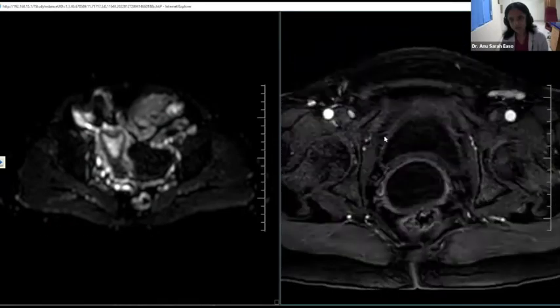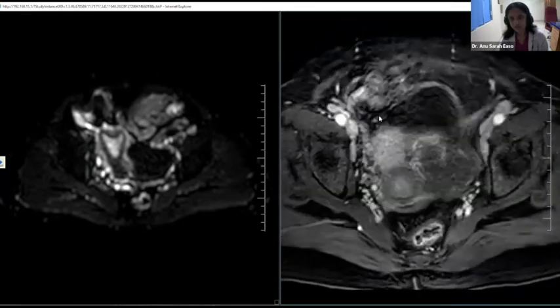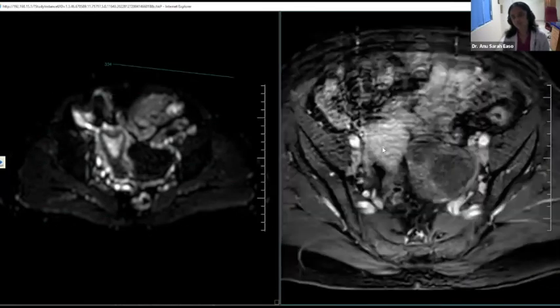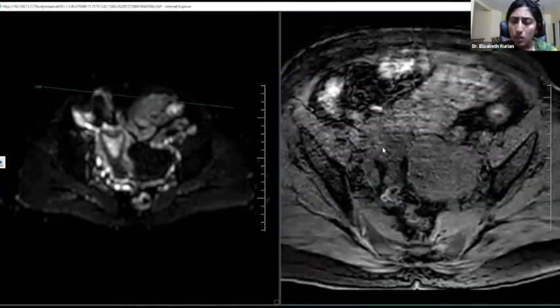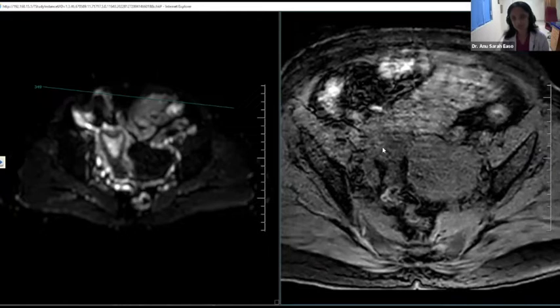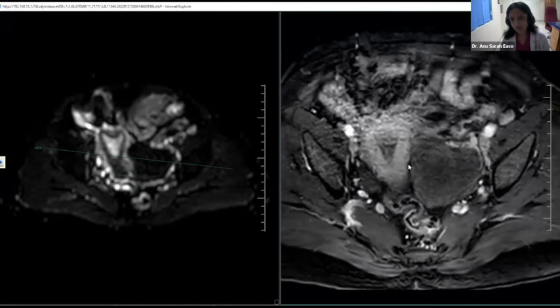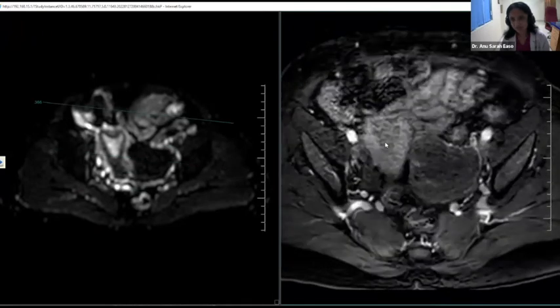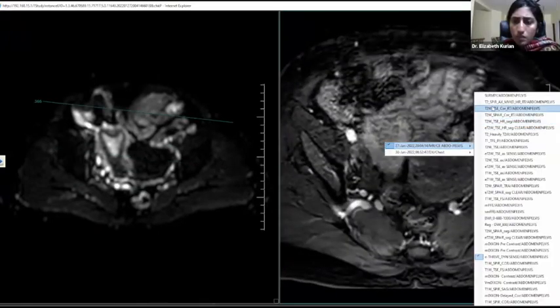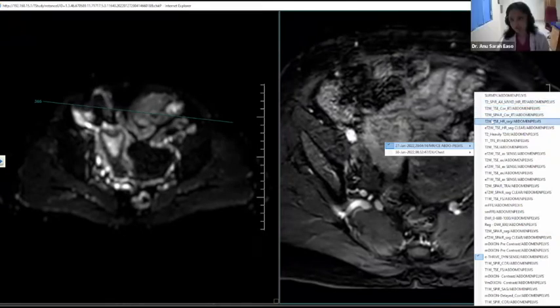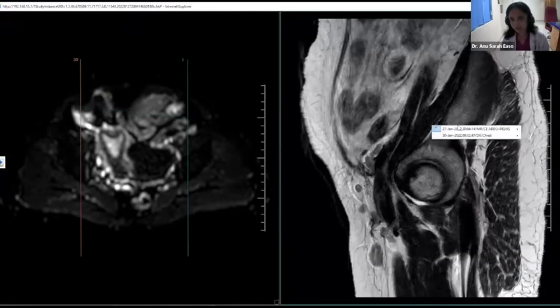Why do you say O-RADS 2? What are the other things which you look for? Are you seeing any lymph nodes, or any free fluid in the images that you have been provided? No, ma'am. If there are peritoneal deposits or lymph nodes, the O-RADS category changes, ma'am. This is a well-marginated lesion in the left adnexa. Okay. And one thing which you missed was that on the right side also there is a small lesion. Okay.